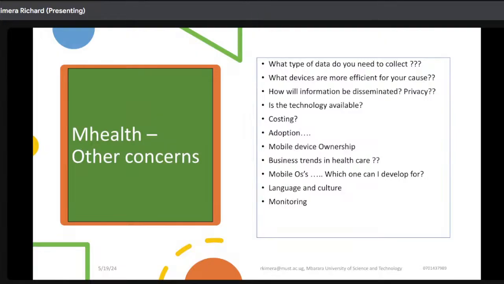Is the technology available? This is a big question. From this question, you will realize that there is a lot of research in the world that has been done and published, but it has not been implemented. Primarily, why? One of the major challenges is because there is simply no technology to implement the solution. What does that even mean?